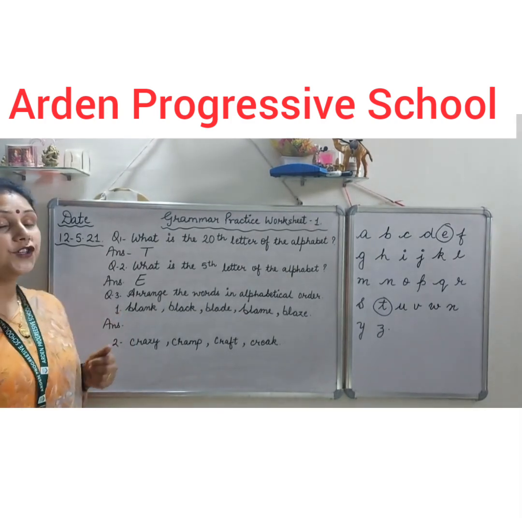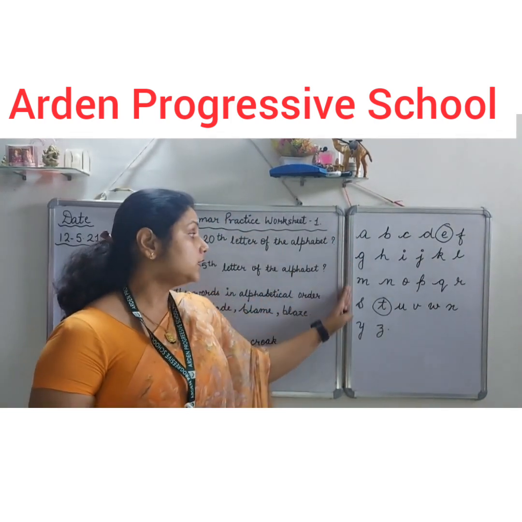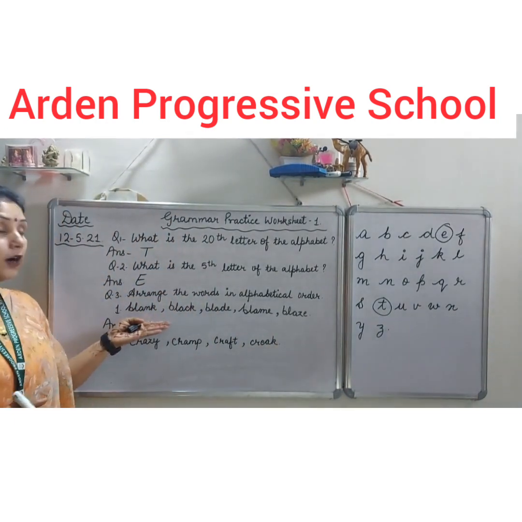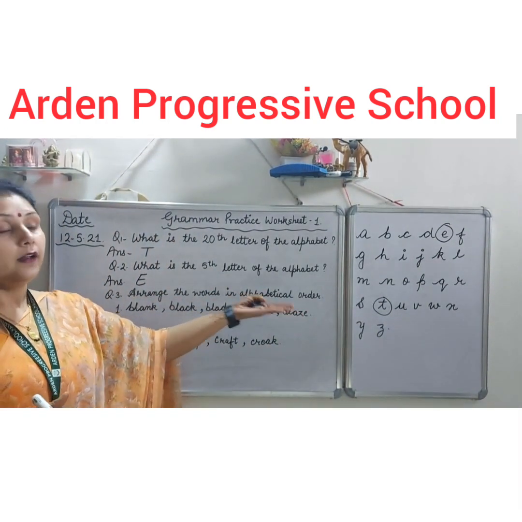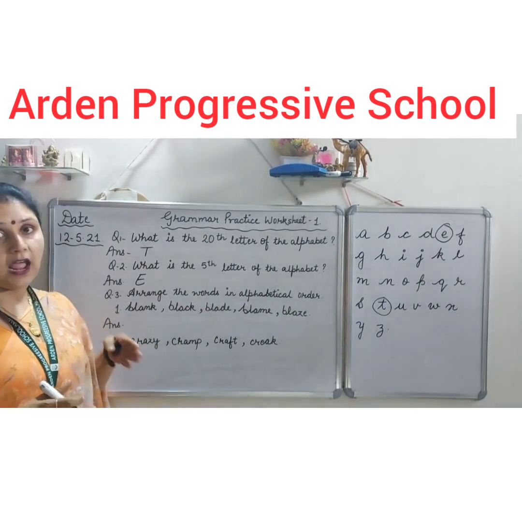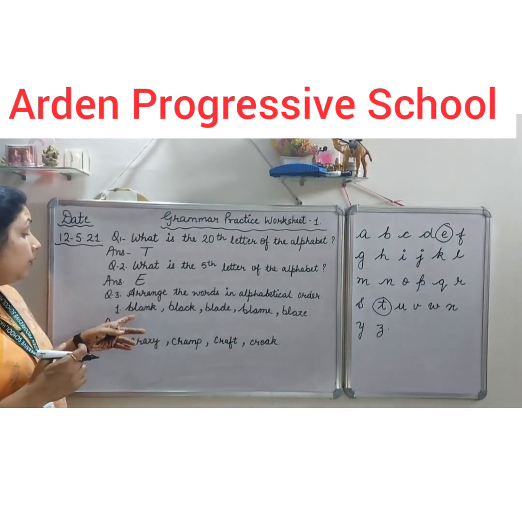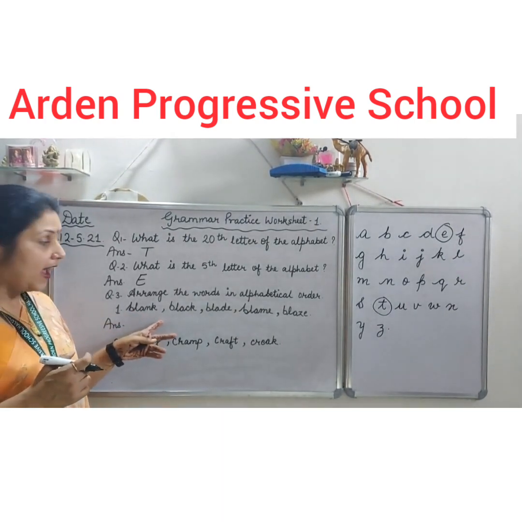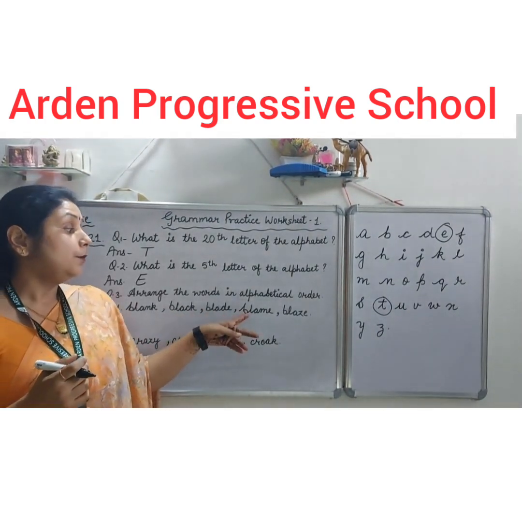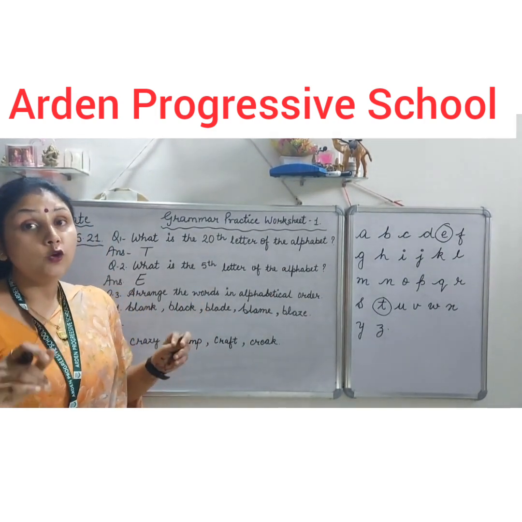Now, our third question is, arrange the words in alphabetical order. So, this is the order of letters in alphabet, and you have to arrange the words in alphabetical order. Here, I have written 5 words, and you have to arrange all the words properly in correct order. First word is B-L-A-N-K, blank. B-L-A-C-K, black. B-L-A-D-E, blade. B-L-A-M-E, blame. B-L-A-Z-E, blaze.